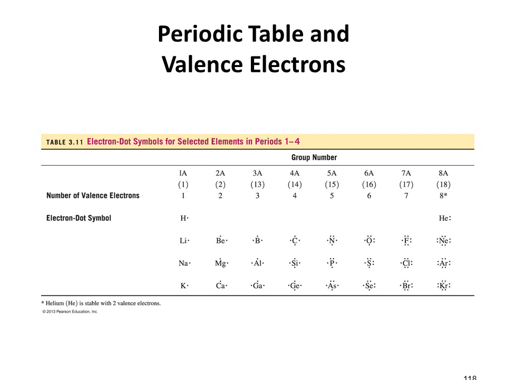The only exception, I guess, is helium. Helium has only 2 valence electrons, even though it's in group 8.